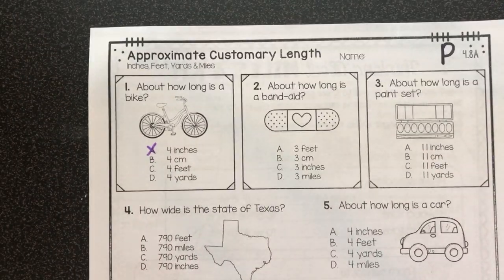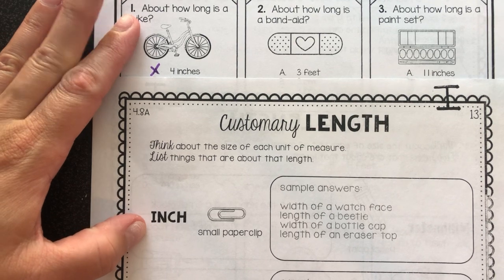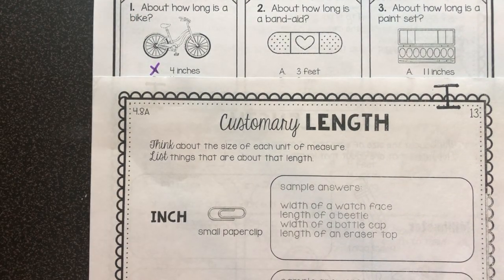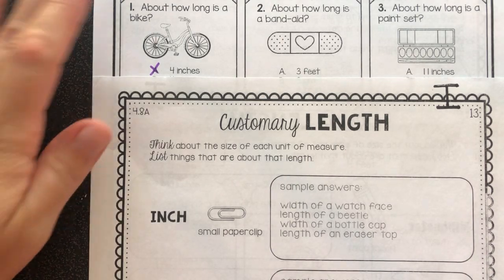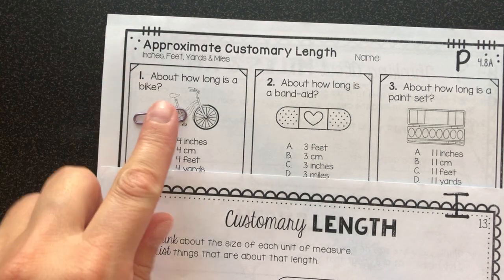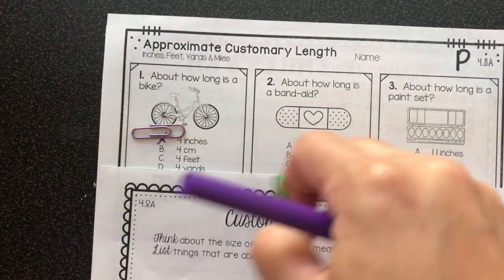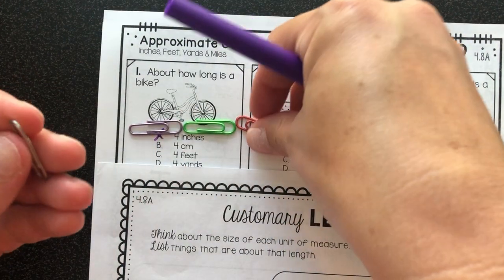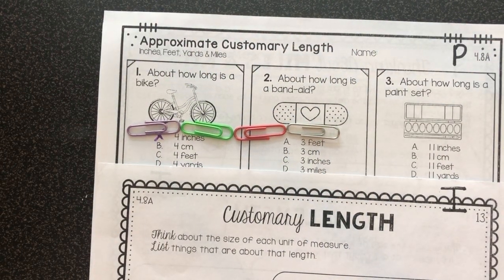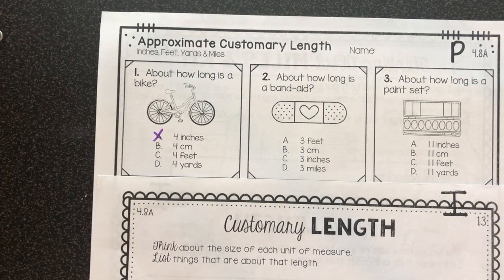Number 1 says, about how long is a bike? Answer choice A says 4 inches. So if I go back and look at my customary length benchmarks, an inch is about the size of a paperclip or a watch face or a bottle cap or the top of that eraser. So think about your bicycle outside. Would it make sense to have 4 paper clips, let's see if I can get 4 of them here, to equal the length of your bicycle? That's kind of silly, isn't it? Not near long enough. So answer choice A is not going to be right.